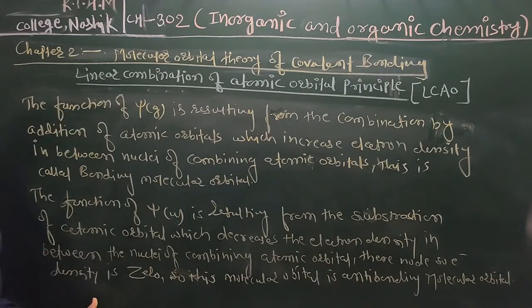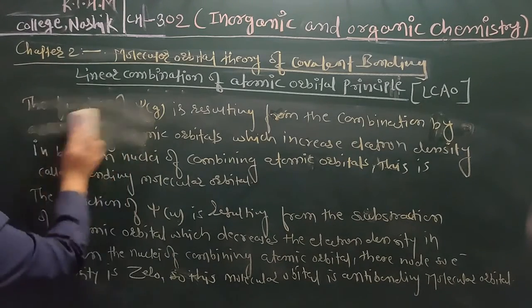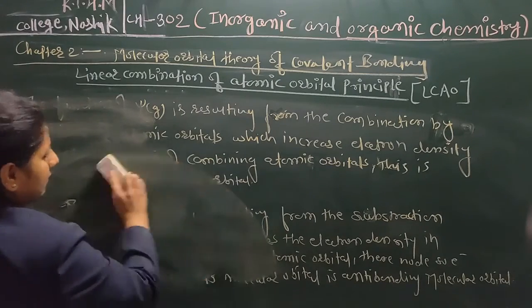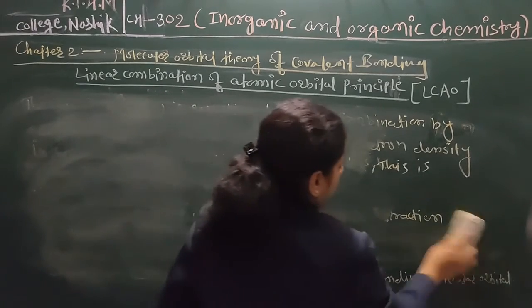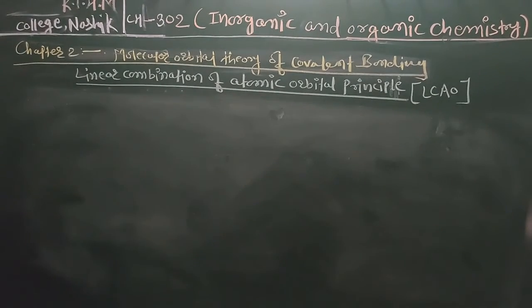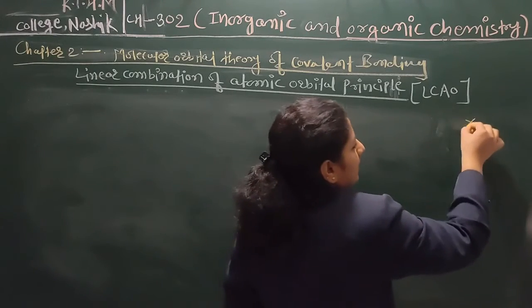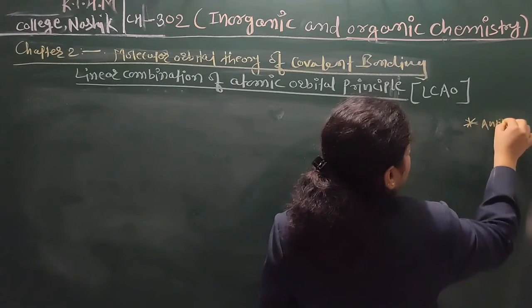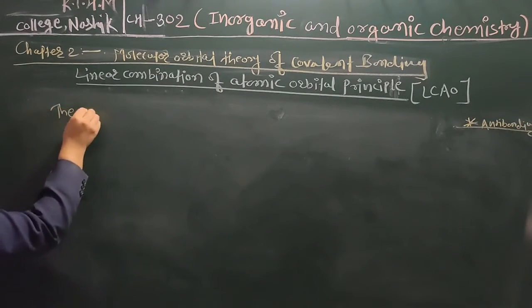So this is all about the wave functions in terms of gerade and ungerade. In gerade, there is a formation of bonding molecular orbital, whereas in ungerade there is an antibonding molecular orbital. And we know that the antibonding molecular orbital is generally designated by an asterisk. Now the electron probability distribution.